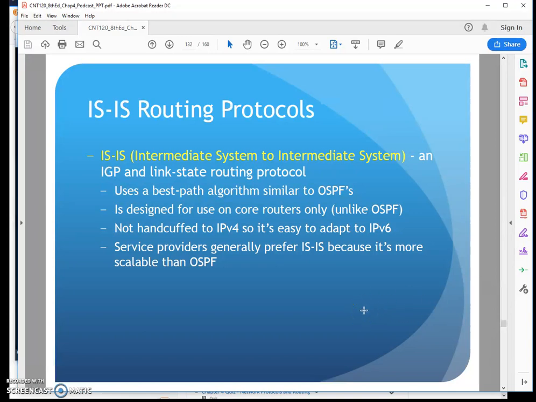ISIS, intermediate system to intermediate system. This is another link state, interior protocol again. It uses a best path algorithm similar to OSPF. It is designed for use on core routers only, unlike OSPF. It's able to adapt to IPv6, so this might be one that people are migrating to soon. Service providers generally prefer this because it is more scalable than OSPF. So a little bit better than OSPF, more adaptable, more capable, if you will.